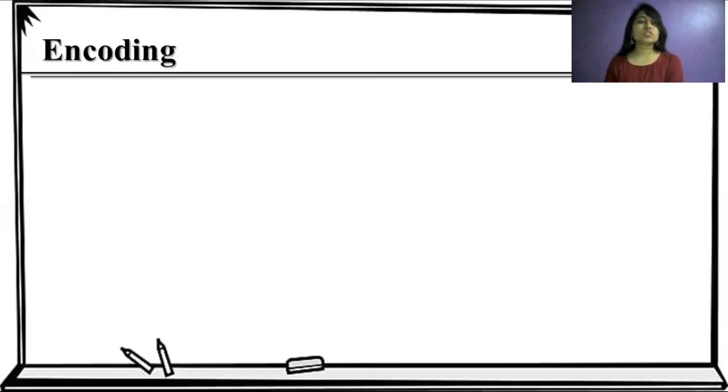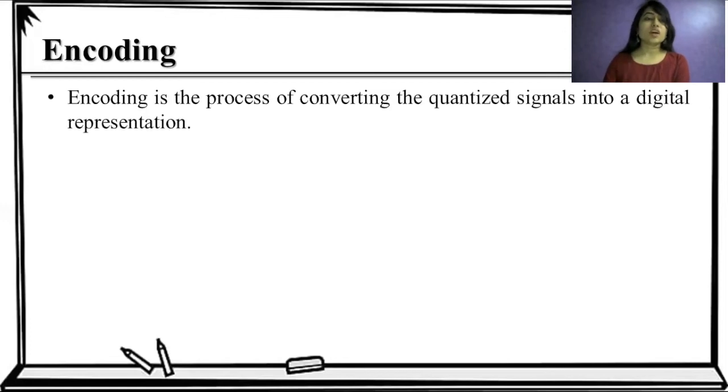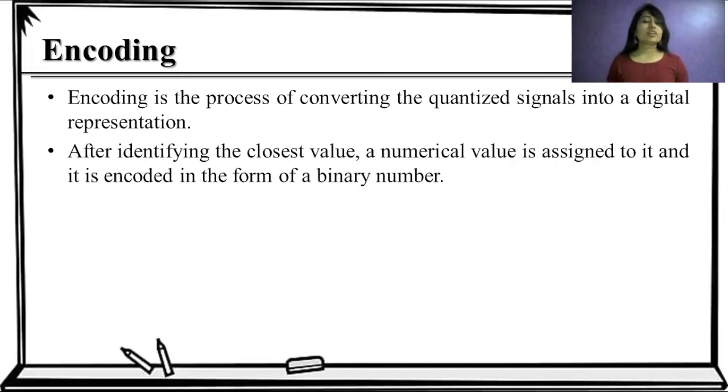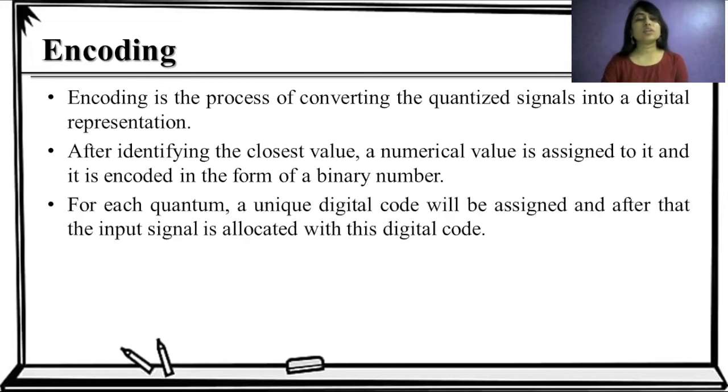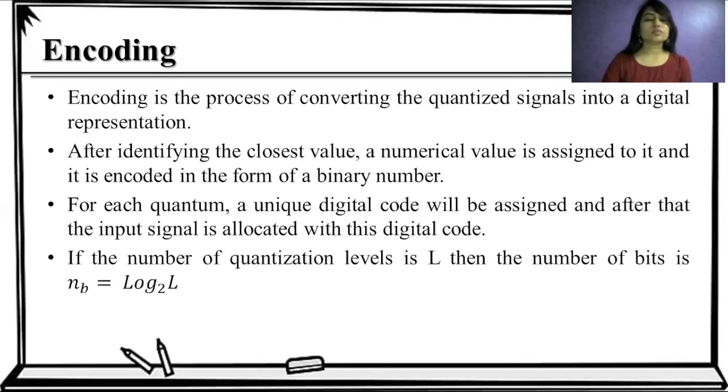Then the next procedure is encoding. Encoding is the process of converting the quantized signal into a digital representation. After identifying the closest value, a numerical value is assigned to it and it is encoded in the form of a binary number. For each quantum, a unique digital code will be assigned, and after that the input signal is allocated this digital code.